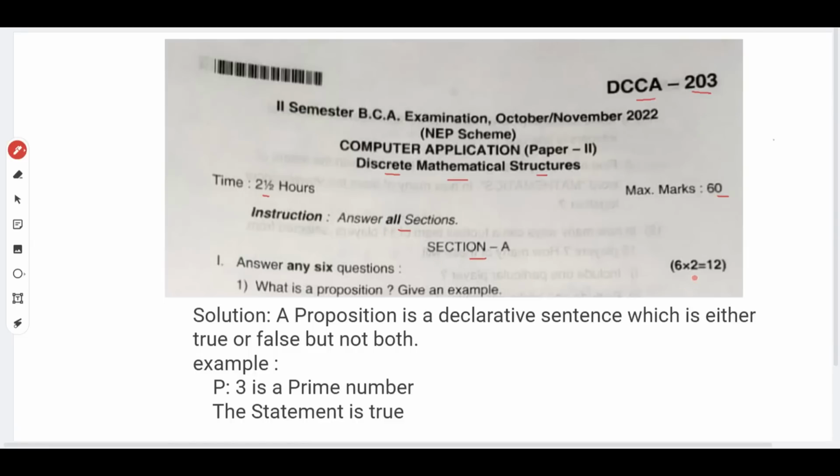Section A contains 2 mark questions. In that, we have to answer any 6. So question number 1 is, what is a proposition? Give an example. A proposition is a declarative sentence which is either true or false, but it cannot be both. Example, 3 is a prime number. The statement is true, therefore it is a proposition.